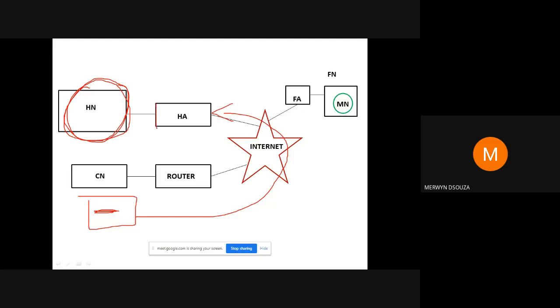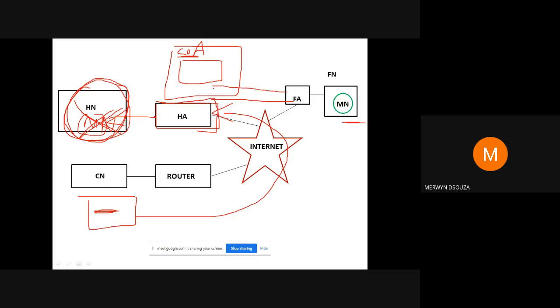When the home agent gets that packet, it decides: if the MN is present here, it forwards the packet directly. If the MN is not present here and has gone to a new location, the home agent encapsulates the original packet and puts the new address. What is the new address? The care of address. It forwards the encapsulated packet through a tunnel. What is the tunnel? A virtual path, to the foreign agent.